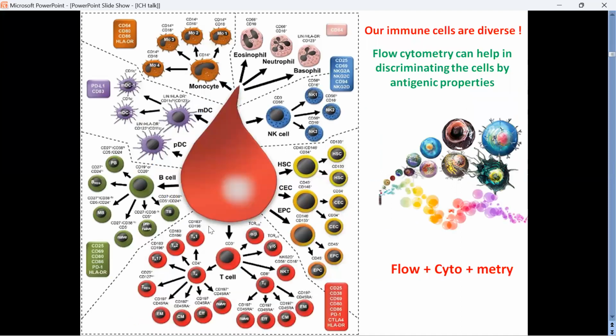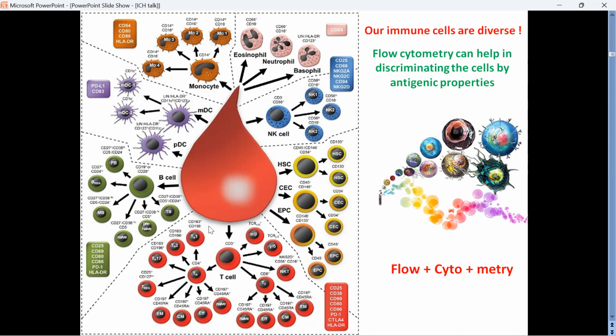If you look at our immune system, it is very diverse. For example, if you take the lymphocytes, you have B lymphocytes, T lymphocytes, and NK cells. If you take T cells, there are CD4 positive cells and CD8 positive cells. And if you take CD4 positive cells, you have naive CD4 positive, central memory CD4 positive, effector memory CD4 positive, and effector CD4 positive T cells. You also have T regulatory cells.